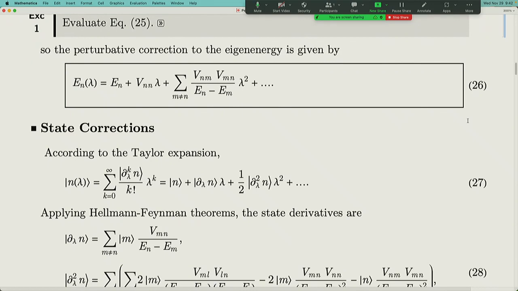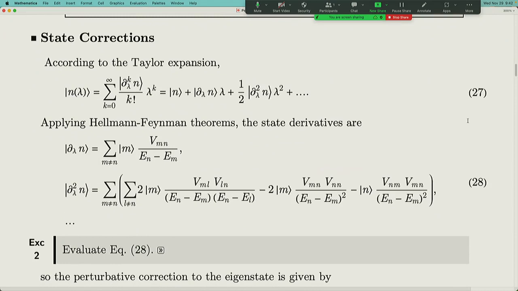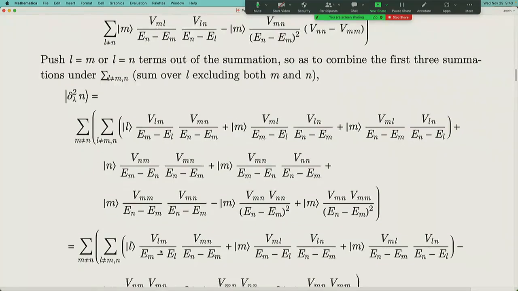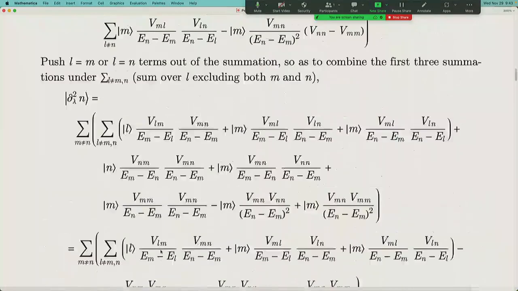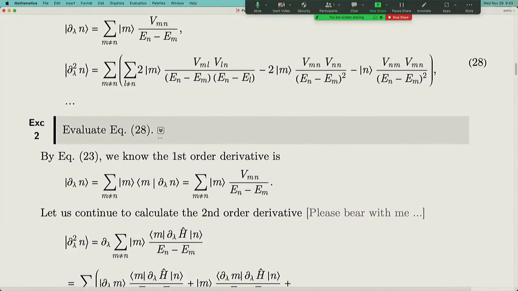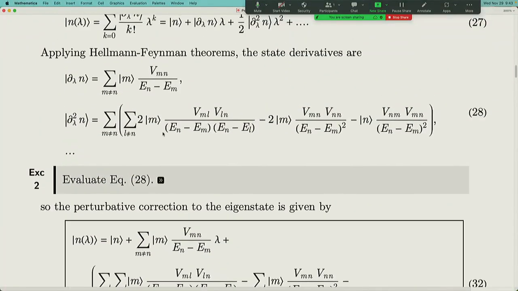So similarly, we can go through the state corrections. It's also similar, but I will not go through the derivation again because, first of all, if you're curious, you can take a look at the derivation in this exercise. I can assure you it's not a very simple derivation. That's why I don't want to talk about it here. So you can click open this exercise if you are curious.